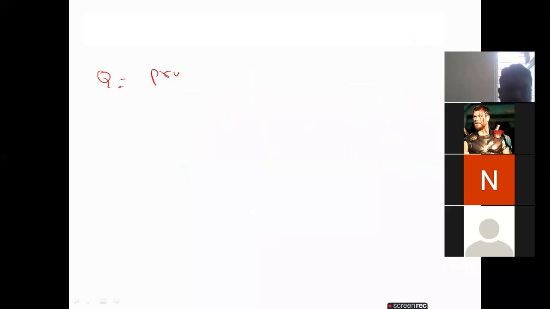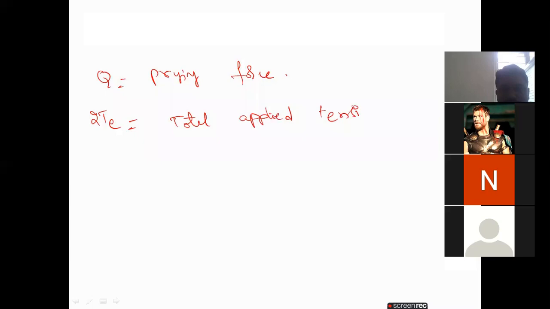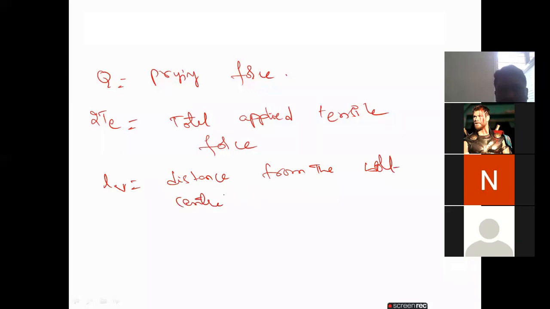Q is the prying force, and 2Te is equal to the total applied tensile force, and LV is equal to the distance from the bolt center line to the toe of the fillet weld.